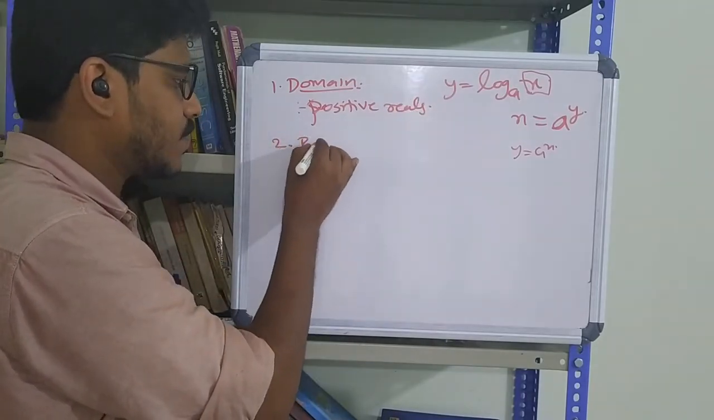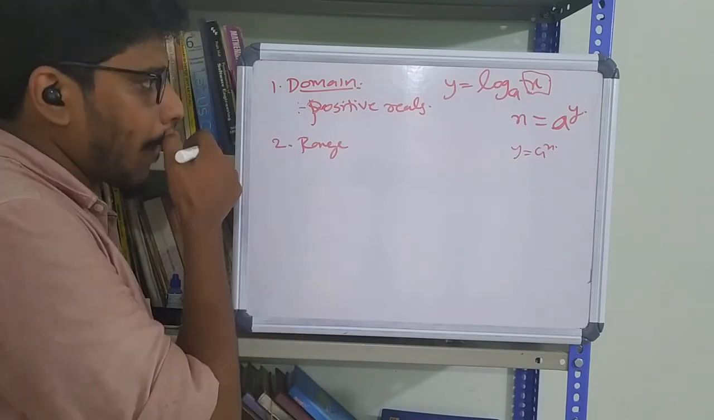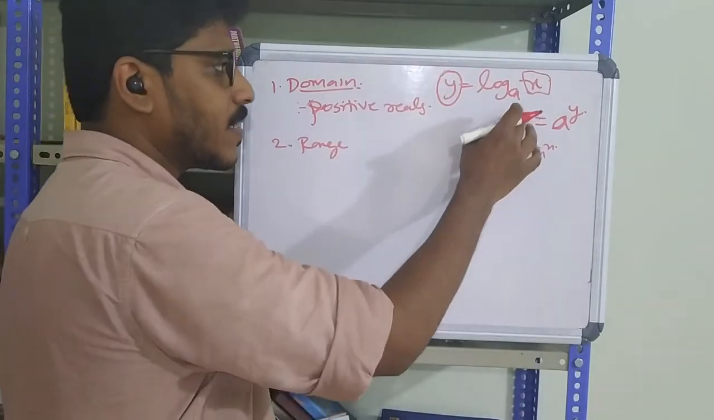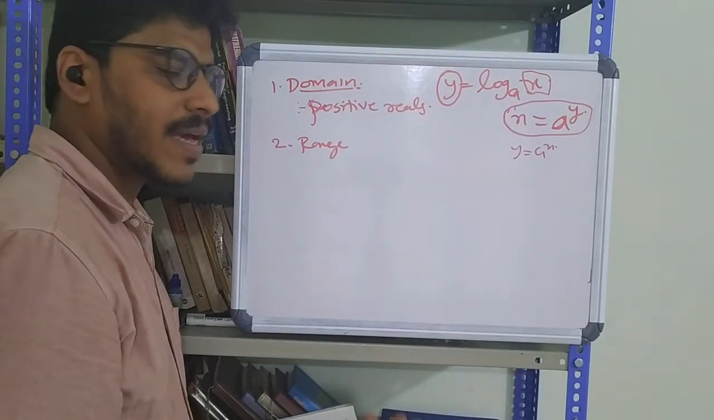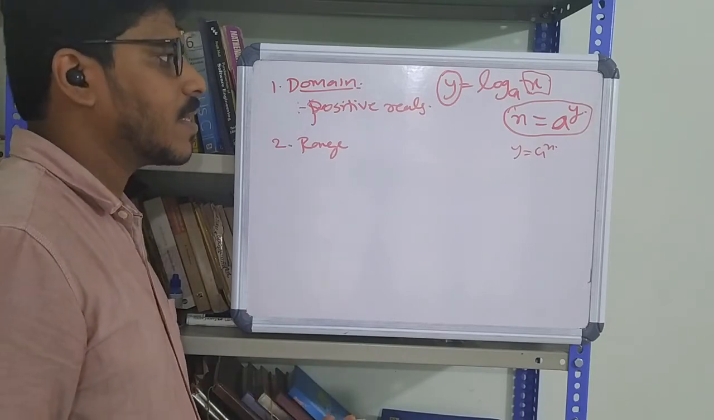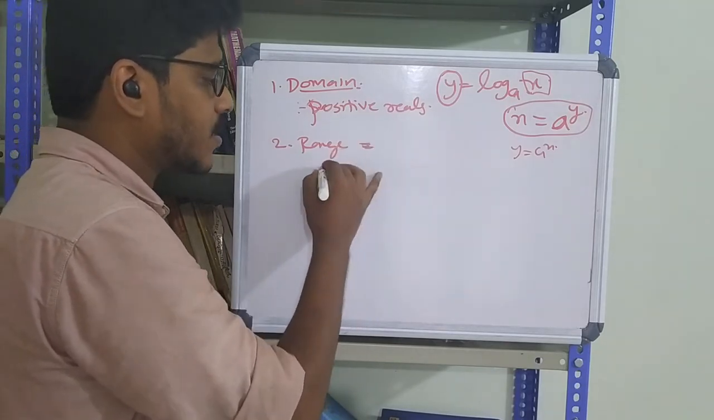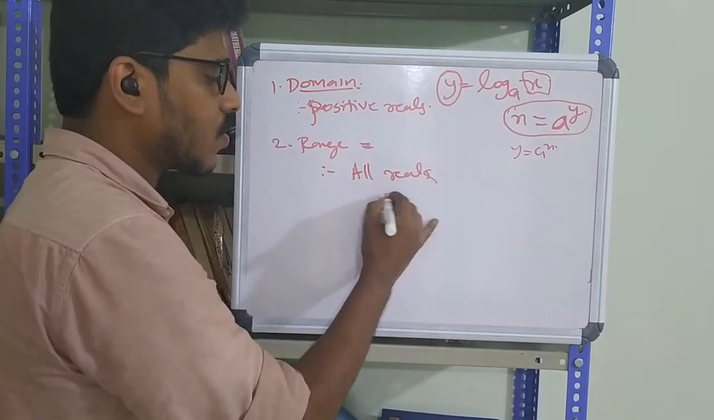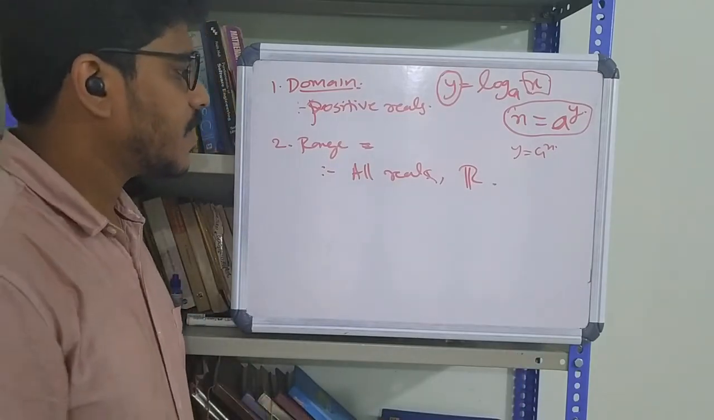What is the range? Range is the set of all possible values which can be taken by y, and y in this expression x equal to a raised to y does not have any restrictions. y can be 0, y can be any negative real number, and y can be any positive real number. So the range, the set of all possible y's, happens to be the set of all real numbers, or simply R in notation.